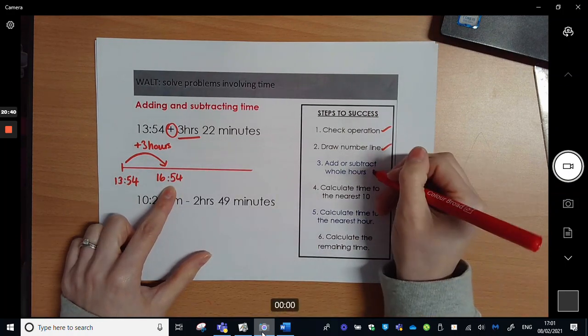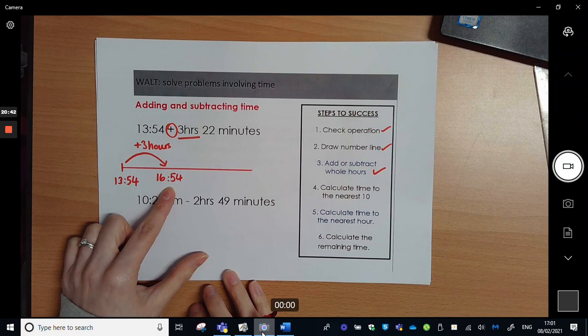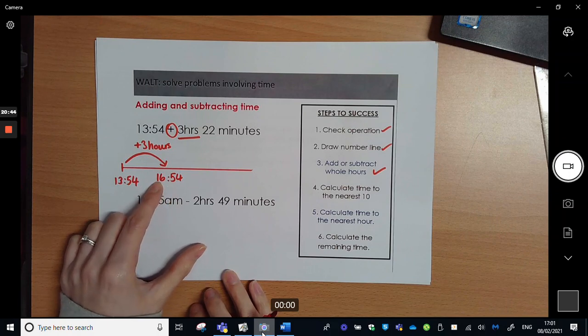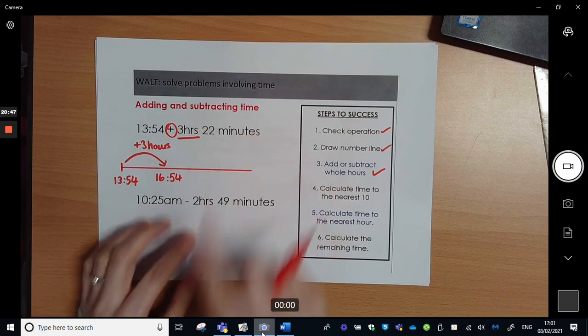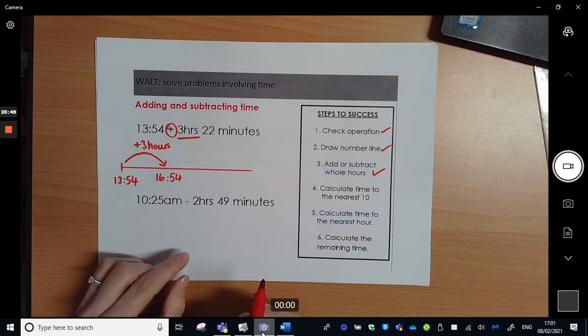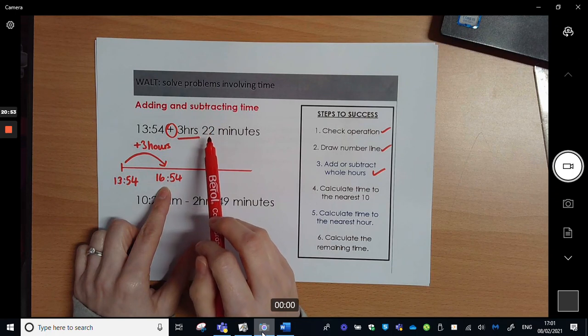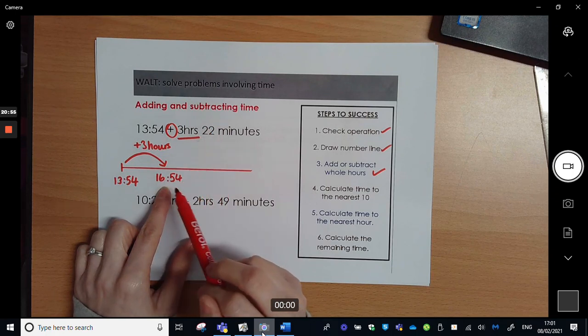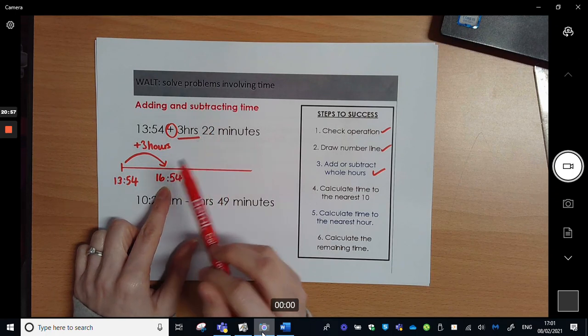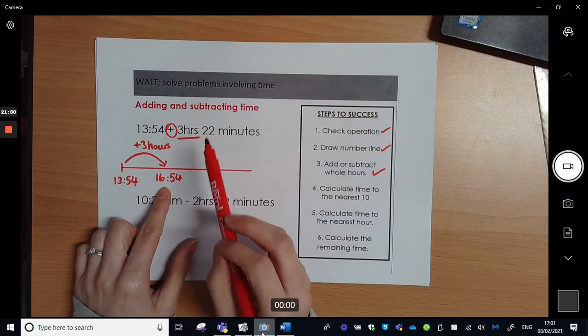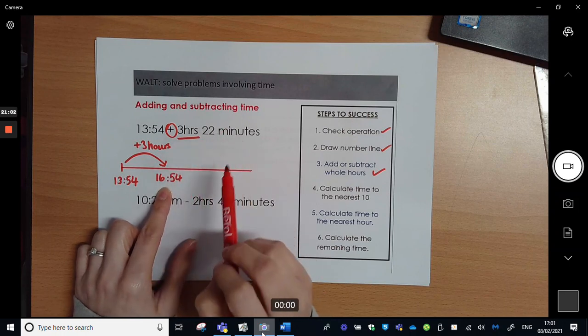So I've added on my whole hours, okay? So it's just this one that's changing. So now I can go back to have a look at the minutes, okay? So I'm at 54 and I'm adding on 22. Now I know in my head 54 to get to 60 is definitely a lot less than 22, so it's going to go into the next hour.